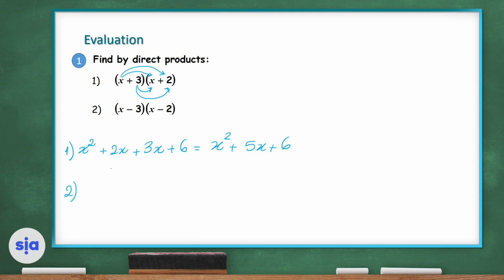Question 2, how can we multiply this? So x times x is x squared. X times -2 is -2x. -3 times x is -3x. -3 times -2, that's a plus 6. To combine the like terms together, it's x squared minus 5x plus 6.